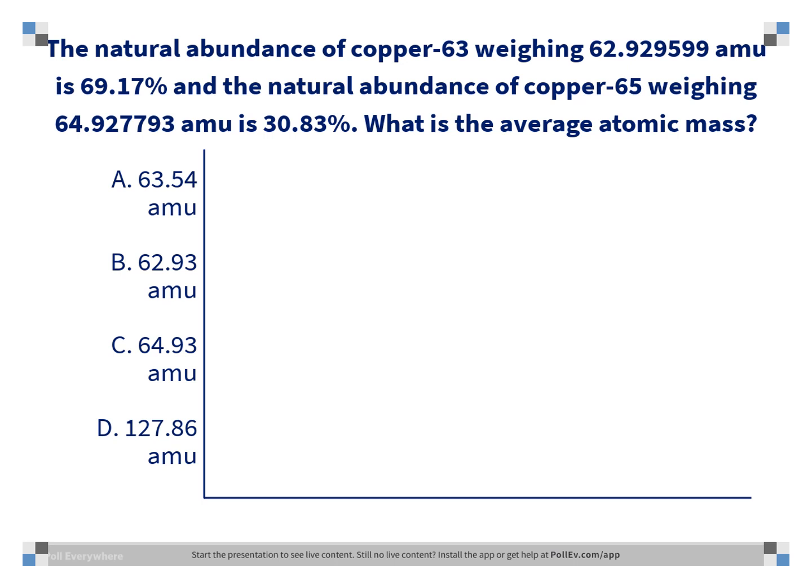The number we come out with is somewhere between the mass of copper-63 and copper-65, but it is closer to the mass of copper-63 because that isotope is more abundant.